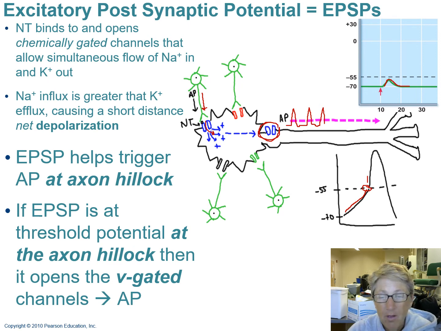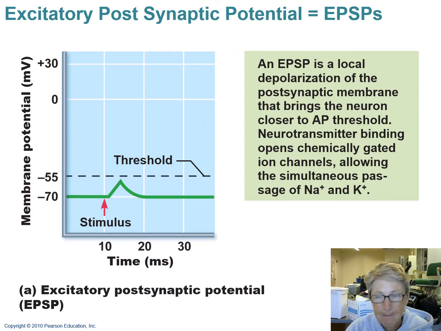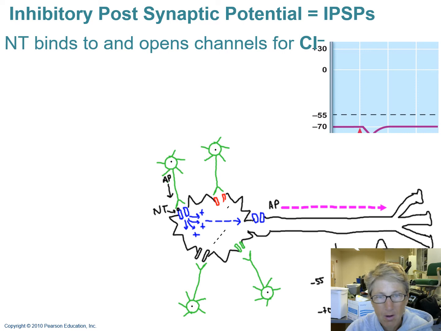I just said that if the excitatory postsynaptic potential is at threshold potential, that's minus 55. If it gets to be minus 55 at the axon hillock, then those voltage-gated channels, sodium and potassium, will open and you'll get an action potential. This cartoon just says a single excitatory postsynaptic potential results in a depolarization without an action potential being generated. That's a single excitatory postsynaptic potential. But if you have a whole lot of them, then you can get an action potential. And that's the slide we talked about.